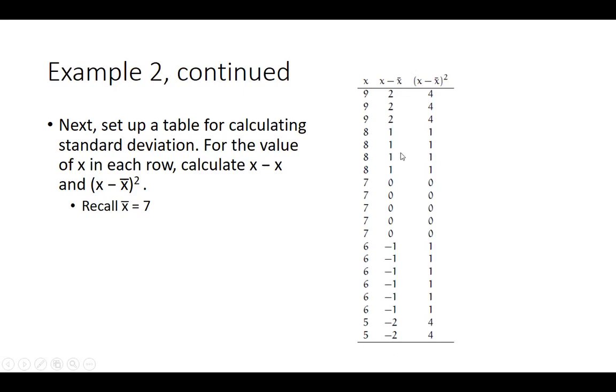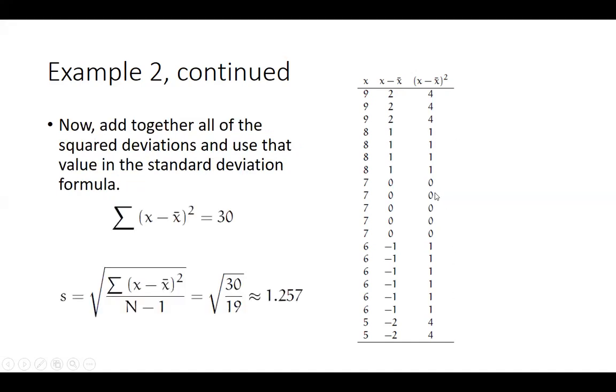Then we have to square all of those. 2 squared is 4, 1 squared is 1, 0 squared is 0, negative 1 squared is 1, and negative 2 squared is 4. Now that we have all of our squares, we add them up to get the sum of squares. And if we add up 4 plus 4 plus 4 plus 1 plus 1 plus 1 plus 1 plus 0 plus 0 plus 0 plus 0 plus 0 plus 1 plus 1 plus 1 plus 1 plus 1 plus 1 plus 4 plus 4, we get 30.